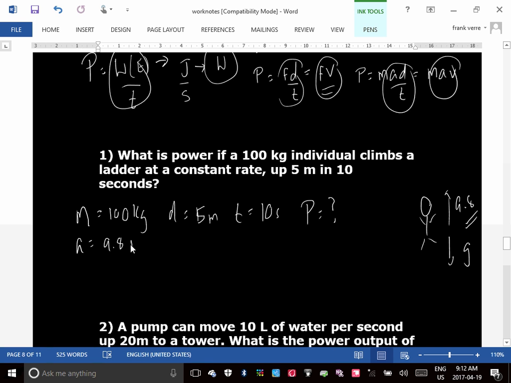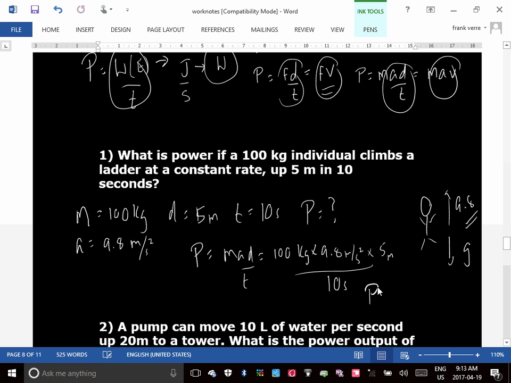Okay, so what equation would you use in this scenario? We have M, D, T, and A. Yes, power is MAD over time. So it's 100 kilograms times 9.8 times the distance, which is 5 meters, over the time, which is 10 seconds. So what's the power? Is that about 490? So it's 490 watts.